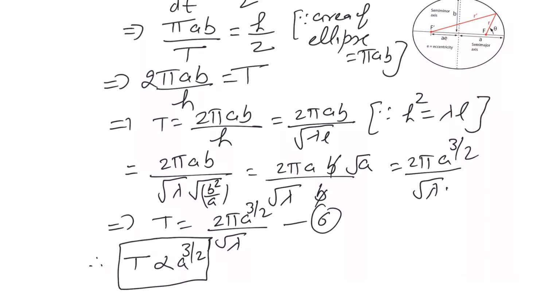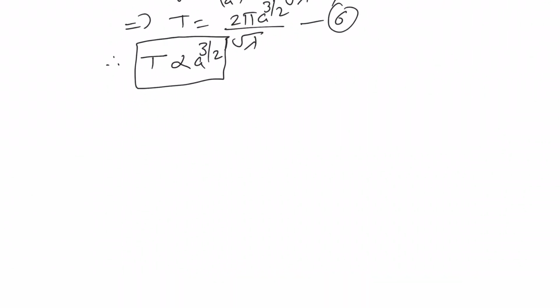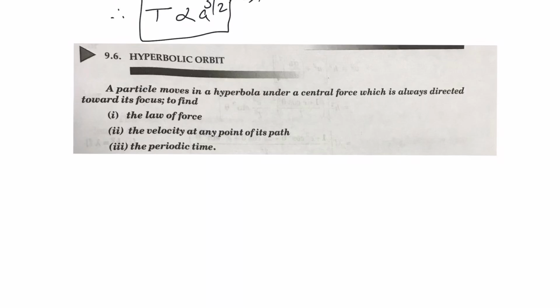Next I put before you the problem of the hyperbolic orbit, which you will do on your own, and I will provide you a hint. The problem for a hyperbolic orbit goes something like this. We are given a hyperbola, and we again have to find the same three things: law of force, velocity at any point of its path, and periodic time.